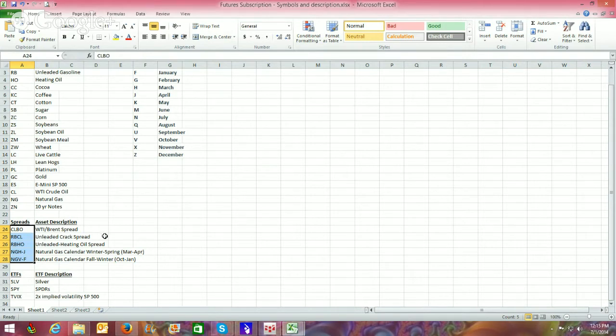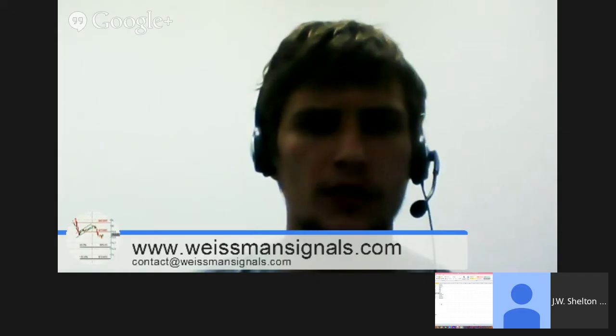The spreads have their own symbols, and you can see the symbol, the core symbol for the TI Brent spread is CLBO. The core symbol for the unleaded gasoline crack spread is RBCL. Now, when I say core symbol, what I mean is when we get a signal, it'll be RBCL and then contract month Q and then calendar year 14. Okay. So we just covered the spreads.